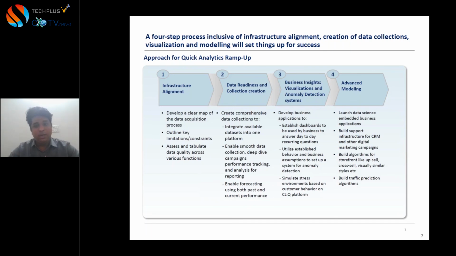Then the third part is how do you build visualizations and anomaly detection systems so that most of the workload which can be automated is automated, and that shifts a lot of pressure away from your analytics team to do manual and repetitive activities. So this is again of paramount importance: identifying the top 10, 12 questions that cater to 70, 80% of the org's requirements around data analytics and the kind of questions that are asked in the meeting. If we can automate these standard views, it helps a lot.